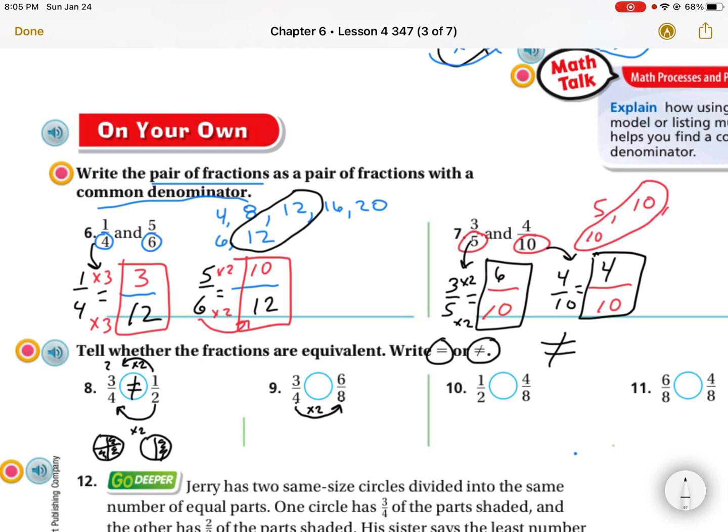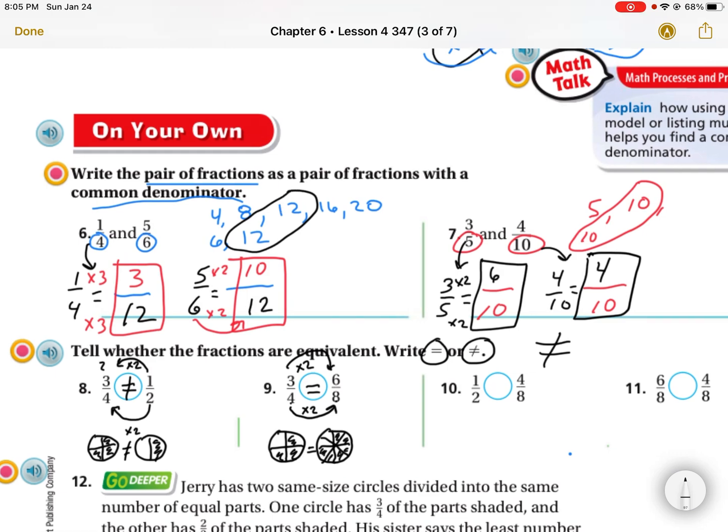4 times 2 is 8. So is 3 times 2 really 6? And it is. That means these guys are equivalent to each other. I could also draw that model. There's my 3/4. I'm trying really hard to make them the same size on the outside. 8s, and I've got 6/8, and look at that. They are equal. Not equal over here. Try these two by yourself.